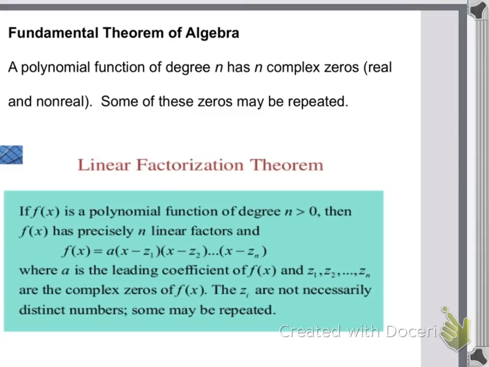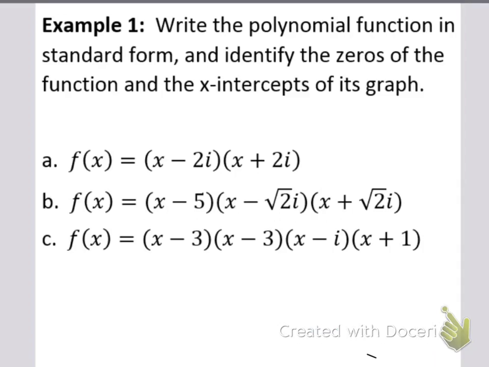So the two theorems that we want to review are the fundamental theorem of algebra and the linear factorization theorem. They're related in a way. The fundamental theorem of algebra says if you have a polynomial of degree n, then the polynomial has n complex zeros, real and non-real. Some of the zeros may repeat. The linear factorization theorem says if you have a polynomial of degree n, then that polynomial has precisely n linear factors, and some of those factors may be repeated.